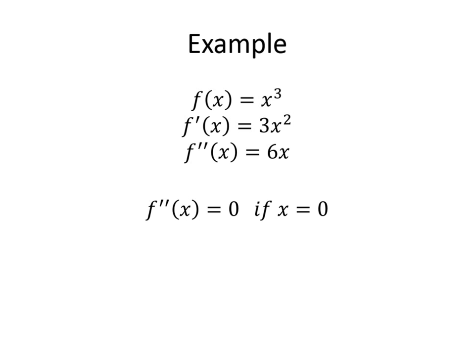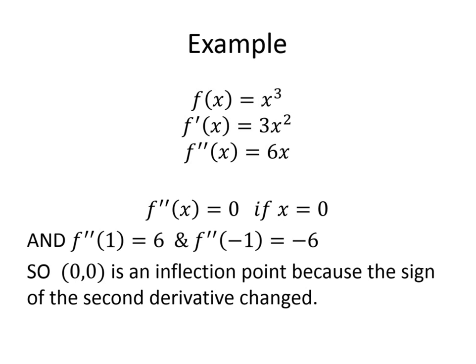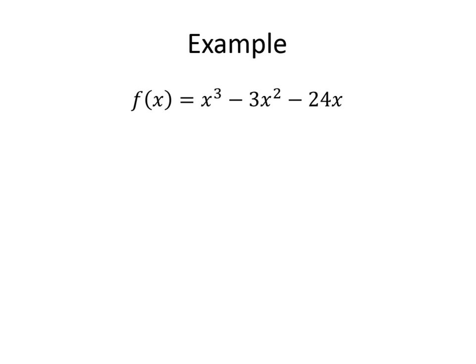I look at my second derivative. There it is, 6 and -6, so the sign does change. So what that means is that (0, 0) is an inflection point because the sign of the second derivative has changed. Here's another example for you to try. Go ahead and pause the video.